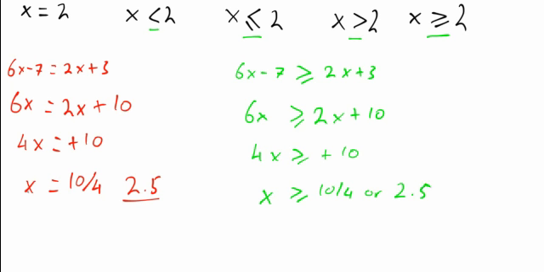So what's the difference in these 2 questions? Well, in this case we're saying that x is explicitly equal to the number 2.5, and in this case we're saying that x can be either 2.5 or any number above 2.5, and that's the only difference. And for more complicated questions on this, look at my video on solving quadratic inequalities.